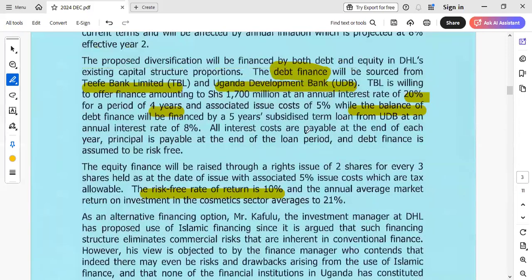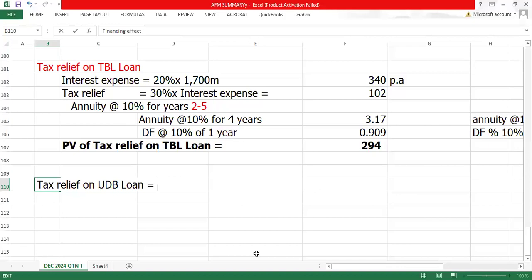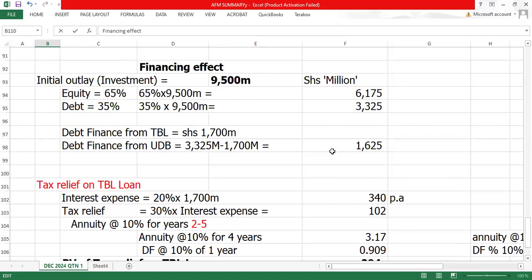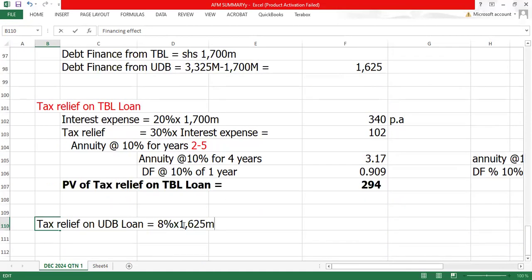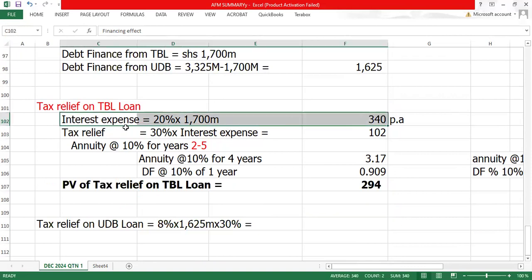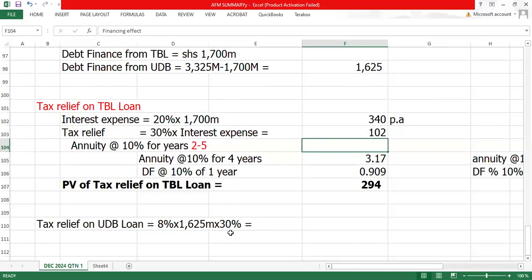What was the interest rate? UDB interest rate, 8%. So I get 8%, that is the interest rate. I multiply by the loan. What was the loan from UDB? That was 1,625 million. The answer I have here is interest expense, but I don't need interest expense. I need the tax relief, so I multiply by 30% so that I can get the answer directly, rather than first getting this, then getting this. You're wasting time.